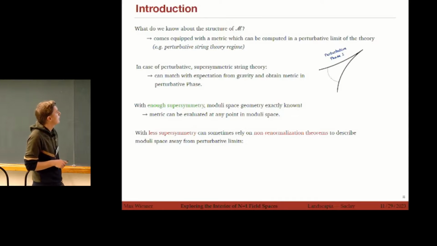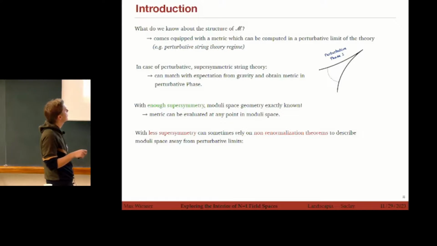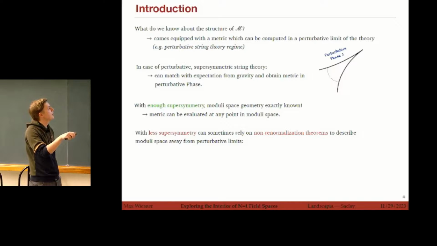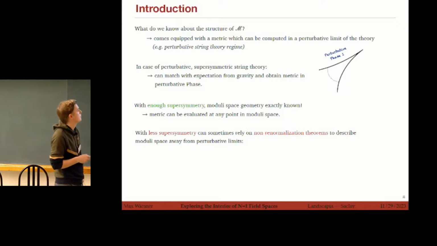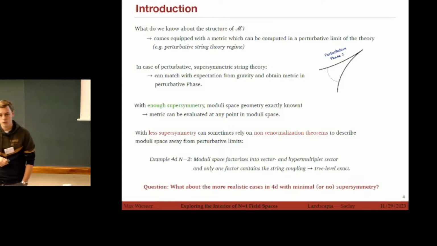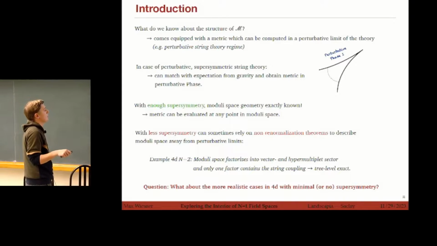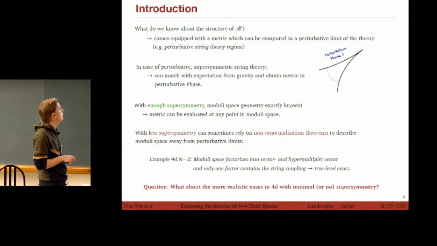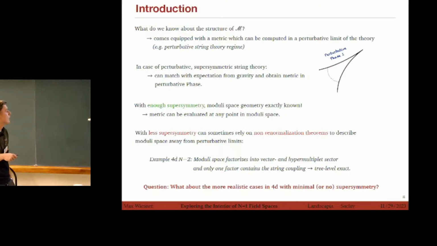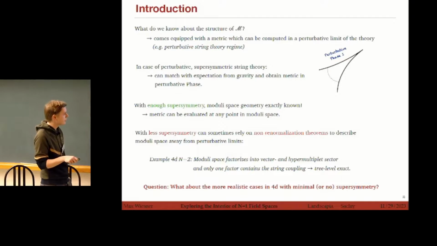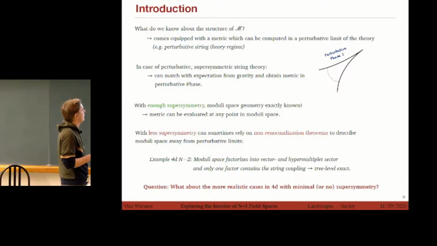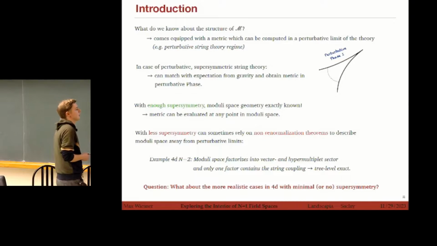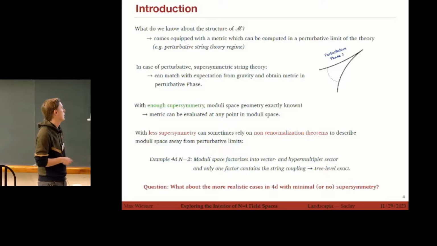With less supersymmetry, the situation becomes way more difficult, but sometimes we can rely on non-renormalization theorems that allow us to interpolate from such a perturbative phase all through the moduli space that I didn't draw here. An example of this is, of course, N=2, which we love and which I think we understand very, very well, because at least here the moduli space factorizes into a vector and hypermultiplet sector. Depending on which actual theory we look at, only one sector contains the string coupling, such that the other one is actually tree-level exact. For example, in type II Calabi-Yau compactification, this would be the vector multiplet sector, and for heterotic on K3 times T2, this would be the hypermultiplet sector.